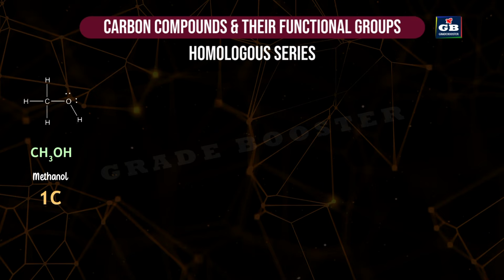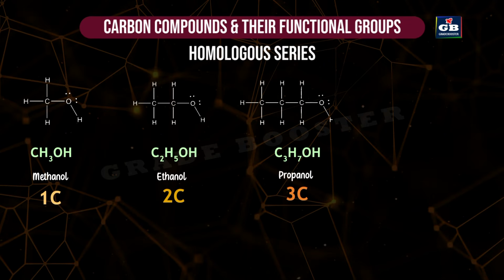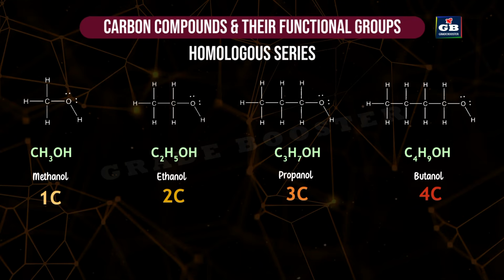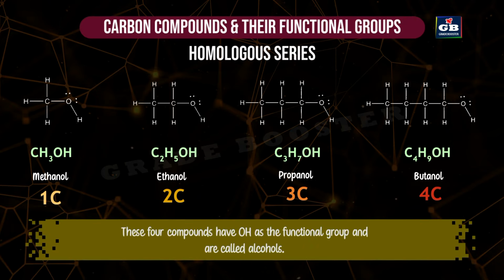CH3OH. This is methanol. It has 1 carbon in it. C2H5OH. This is ethanol. It has 2 carbons. C3H7OH. And this is propanol. It has 3 carbons. C4H9OH. This is butanol and it has 4 carbons. These 4 carbon compounds have OH as the functional group and are called alcohols.